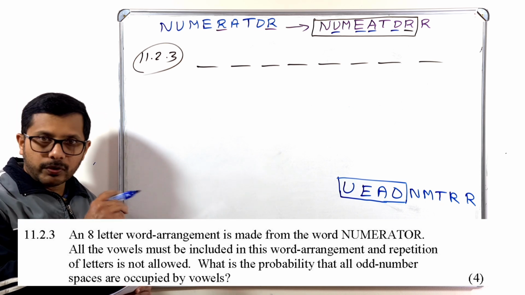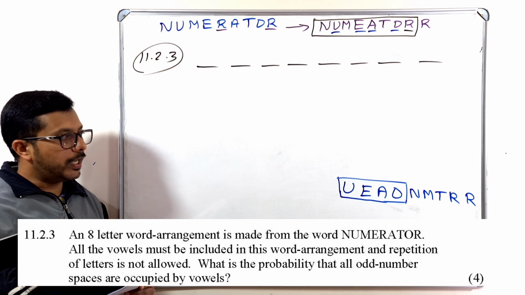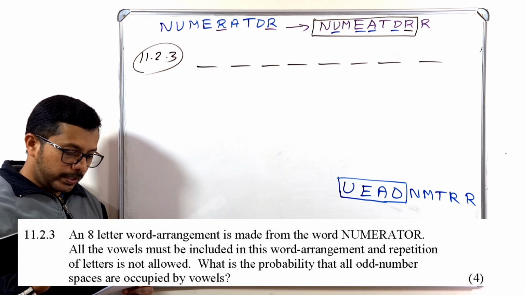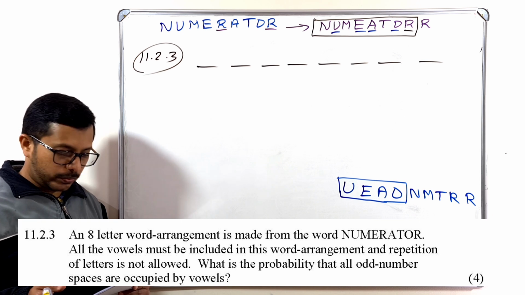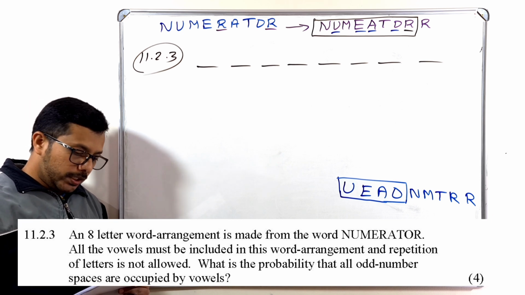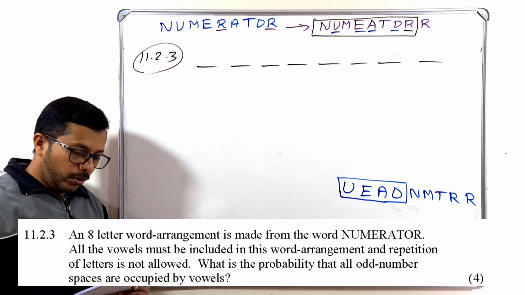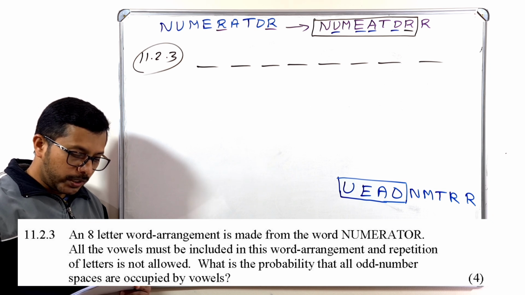So we include all vowels: U, E, A, O. And repetition of the letters is not allowed. Now, what is the probability that all odd number spaces are occupied by vowels?